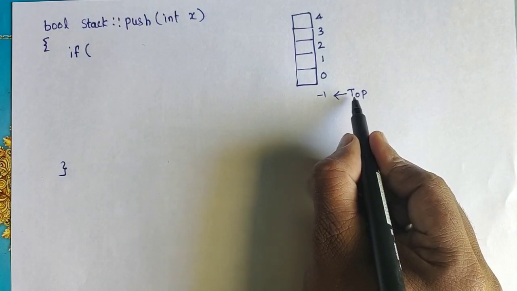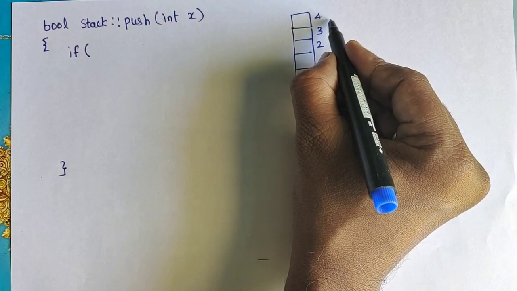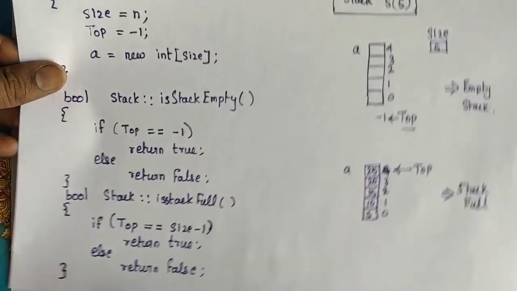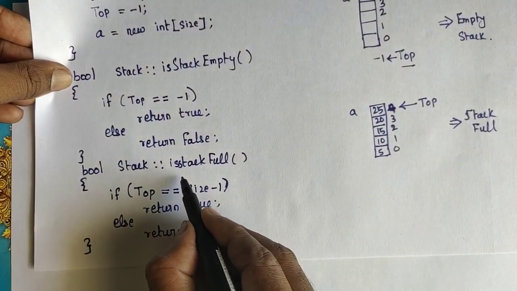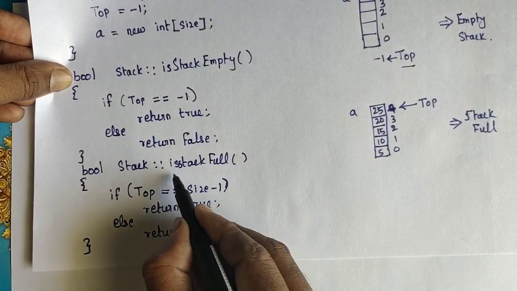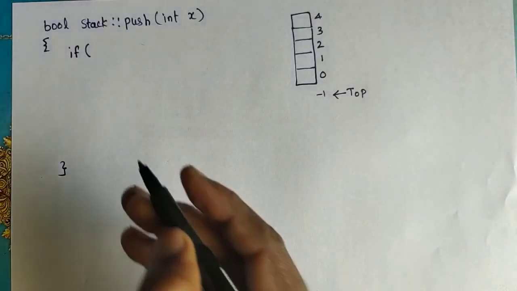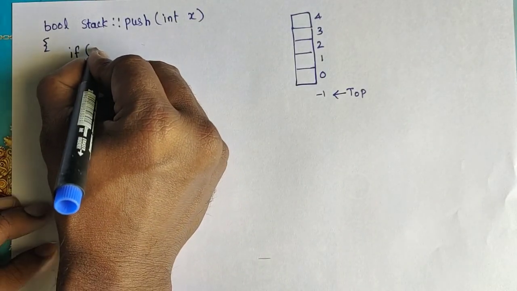How can we check if the stack is filled or not? By checking the top value. If the top is pointing to size minus 1, then the stack is overflow, and we cannot insert any more elements. Or we can call the function we already defined, isStackFull. This function we already defined, so we can use it. This is also a member of the stack, so I can just call this function here.